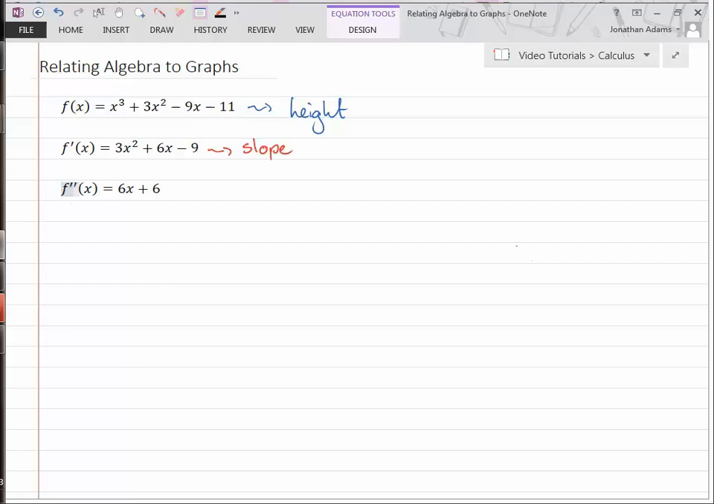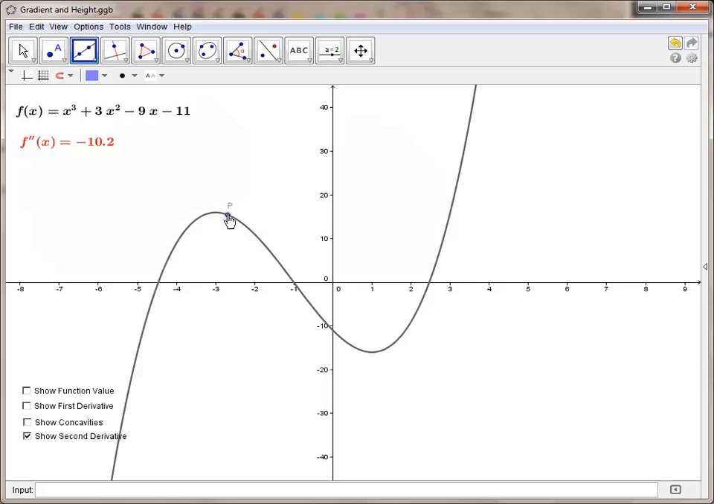We've talked about the function and how its value gives us the height of a particular point, and how the first derivative tells us about the slope at a particular location. We're going to talk about the second derivative and how it relates to the shape of the graph. And I've got a point P that's moving along the curve. This time though, instead of calculating the function value or the first derivative, I'm calculating the second derivative.